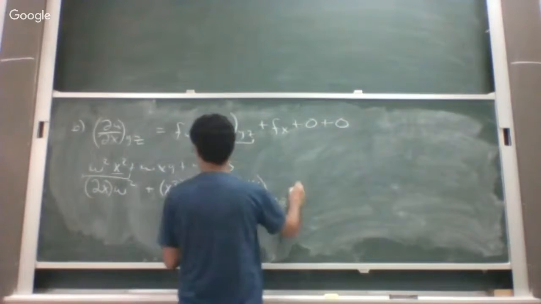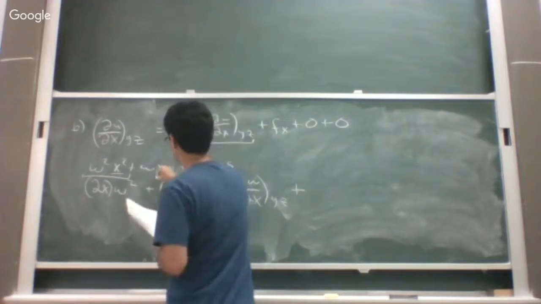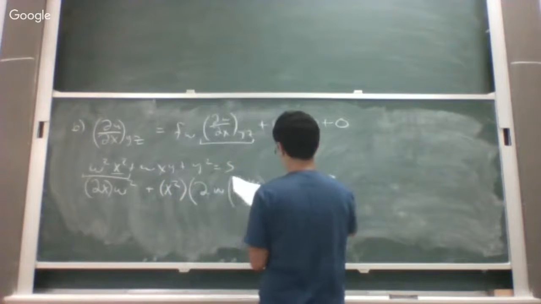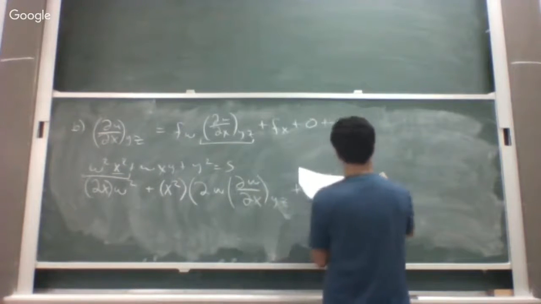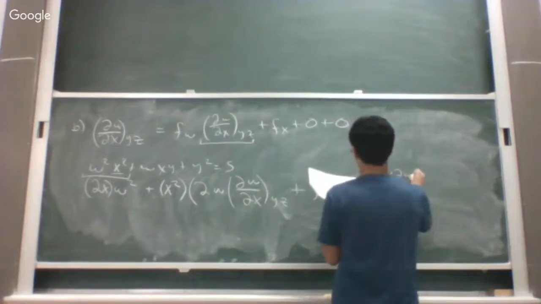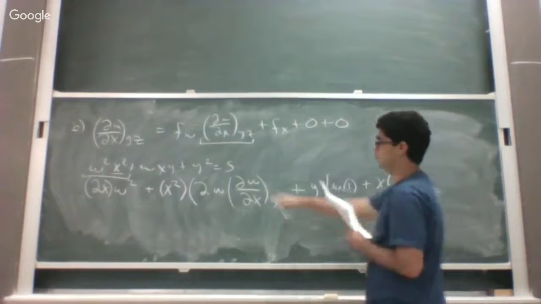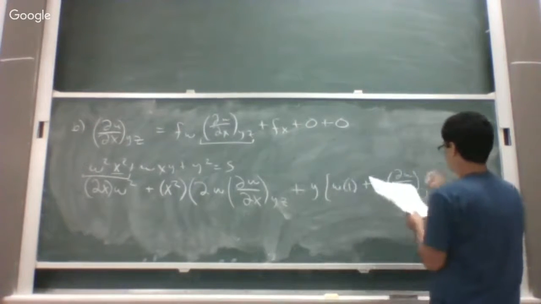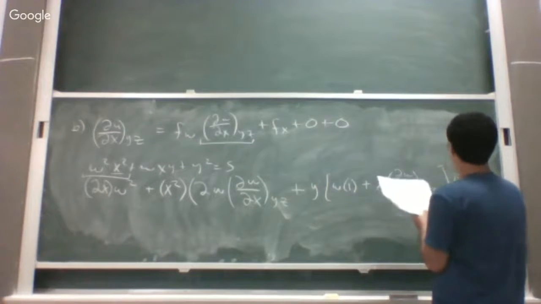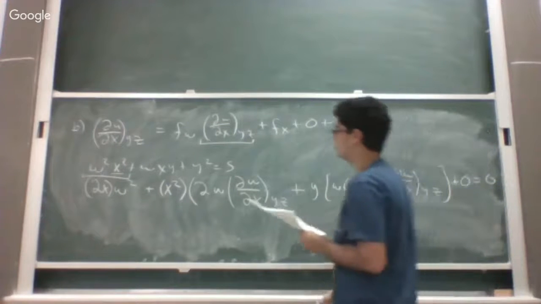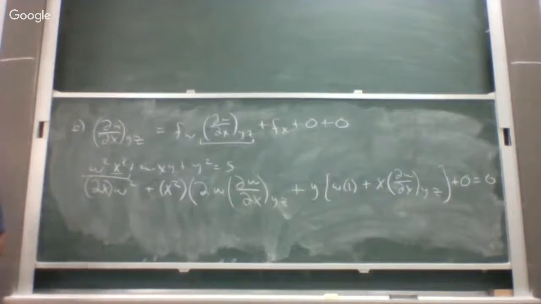Plus, we have wxy. Y is a constant, so we can take it on the outside. W times 1 plus x times the partial of w with respect to x, holding y and z constant, because the derivative of w is just 1. But we still need to multiply by essentially w prime, plus 0 equal to 0, since the derivative of y squared is 0. Hence it's a constant.